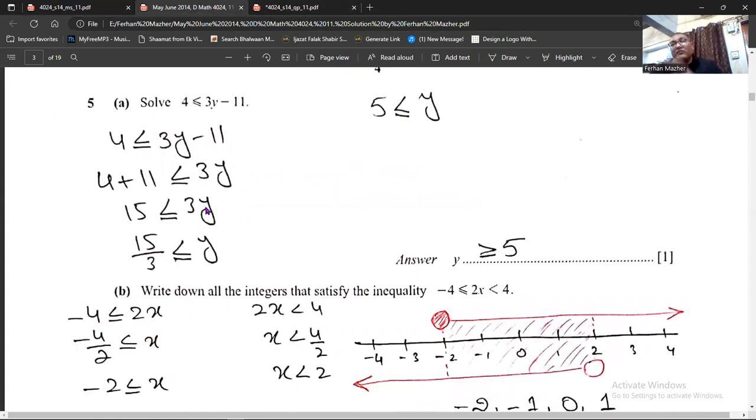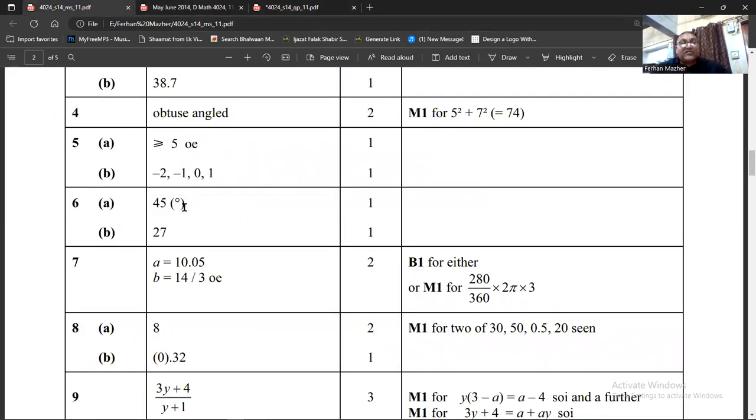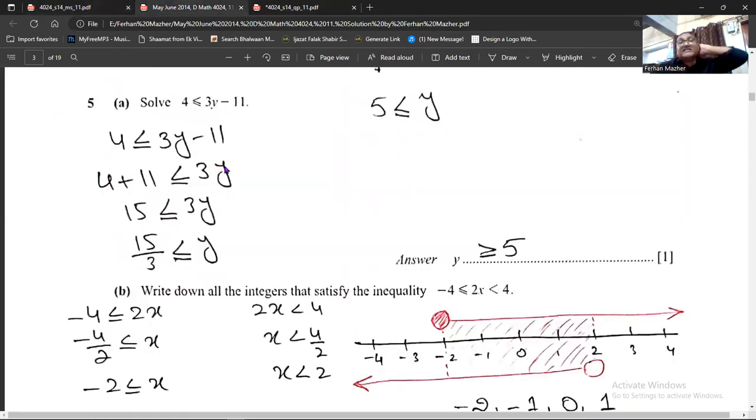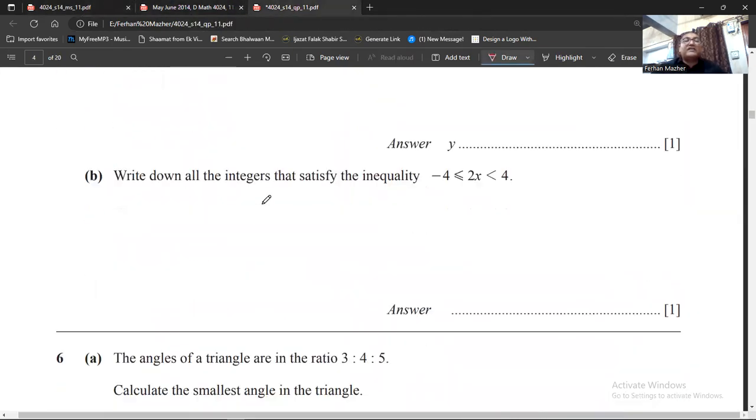This 3 is multiplying with the y. When you go to the other side, it will divide there. So 15 divided by 3, that will be 5. So y is less than or equal to... or you can say y is greater than or equal to 5. So this is our answer. Y is greater than or equal to 5. That answer is right. You can see here. This is the solution. Question number 5A part.